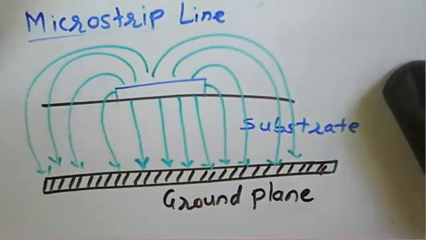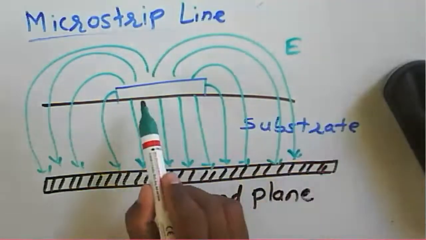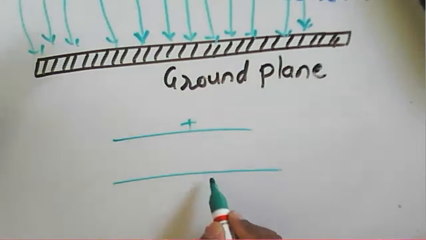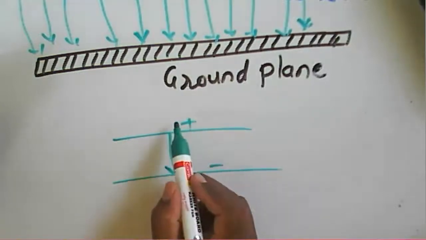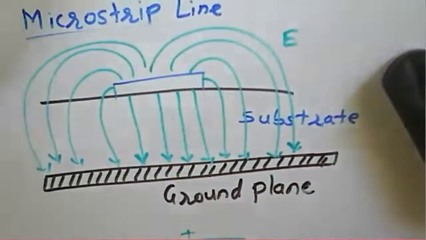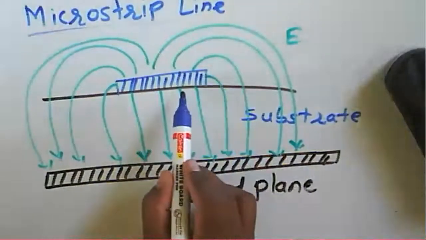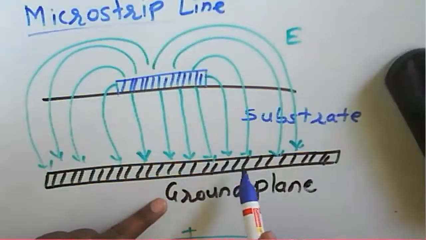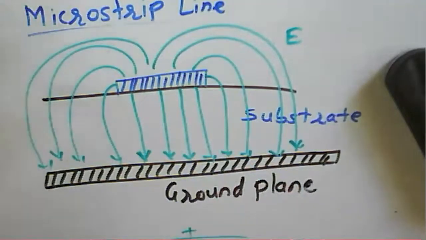Now this is the electric field, the E field distribution, because this one is positive. In general, if you see a parallel plate, one plate is positive and another plate is negative. The field emanates from the positive and terminates at the negative. Similarly, here we have the conducting strip, which is a microstrip. For this small strip conductor, an electric field emanates from this conductor and terminates at the ground, the other conductor. This one acts as positive and this one acts as negative. The field emanates from this conductor and terminates at the ground plane here.